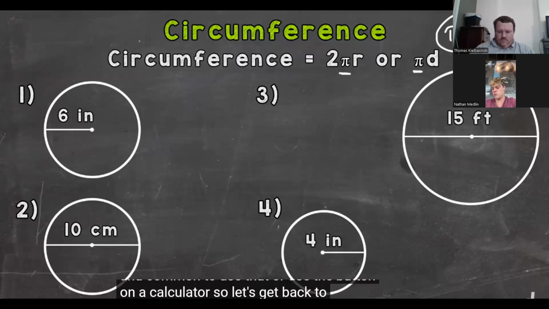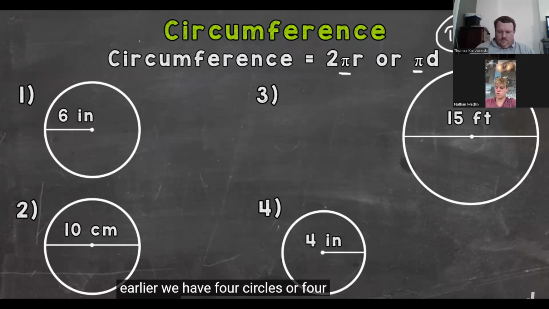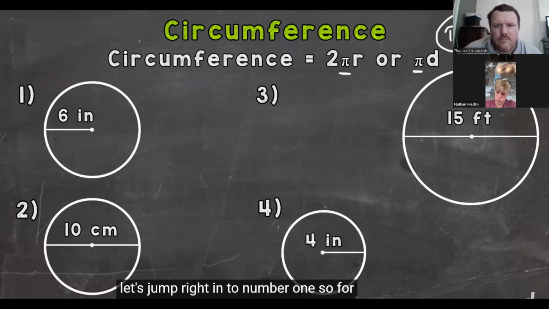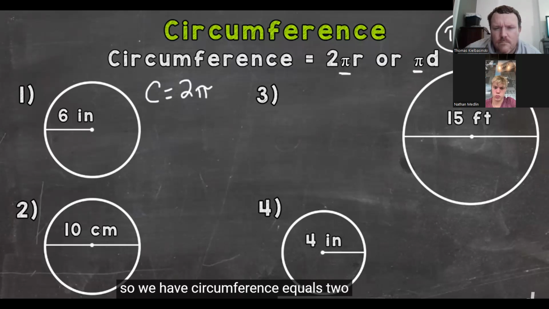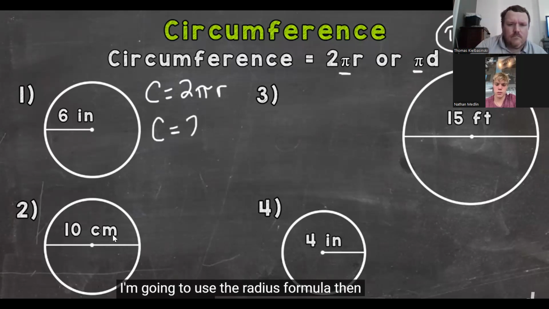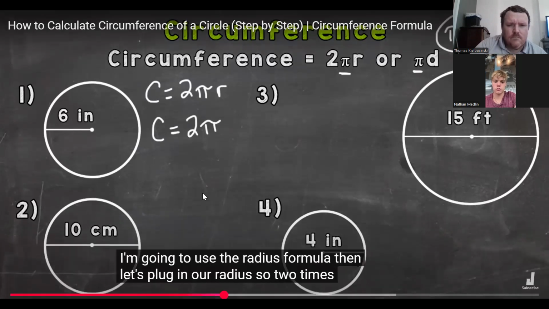So let's get back to circumference here, and like I mentioned earlier, we have 4 circles or 4 problems on your screen that we are going to find the circumference for, so let's jump right into number 1. For number 1, we have a circle with a radius of 6 inches. The first thing we want to do, it's always a good habit to write out your formula first. So we have circumference equals 2 times pi, and we are given the radius, so I'm going to use the radius formula. Then we plug in: 2 times pi times our radius.